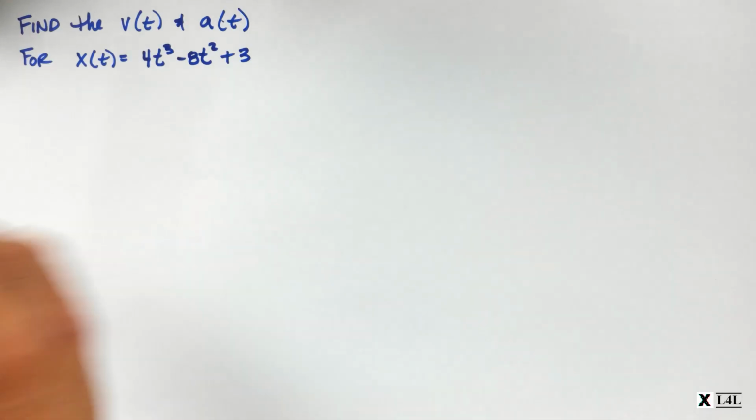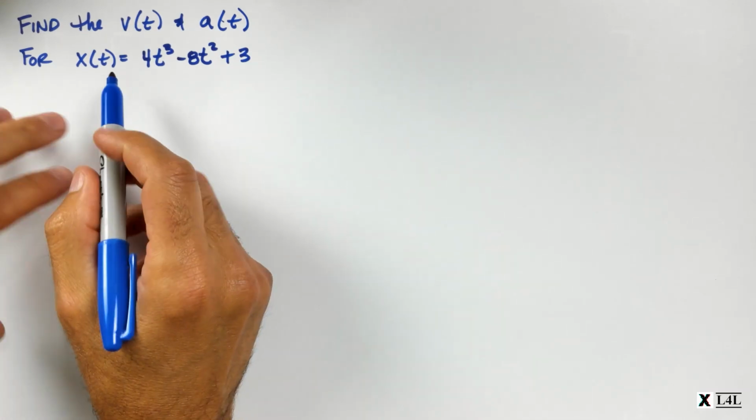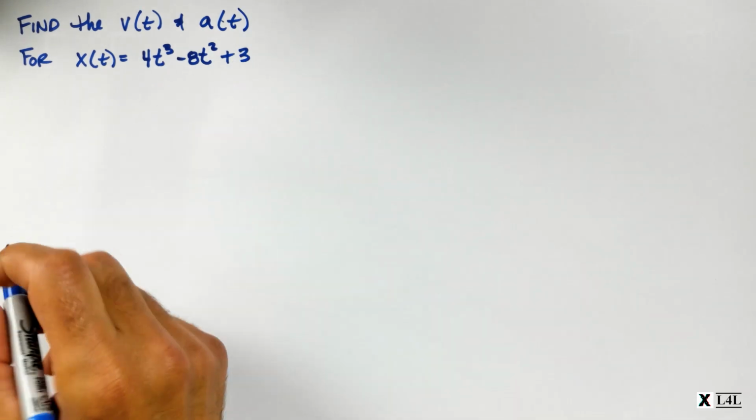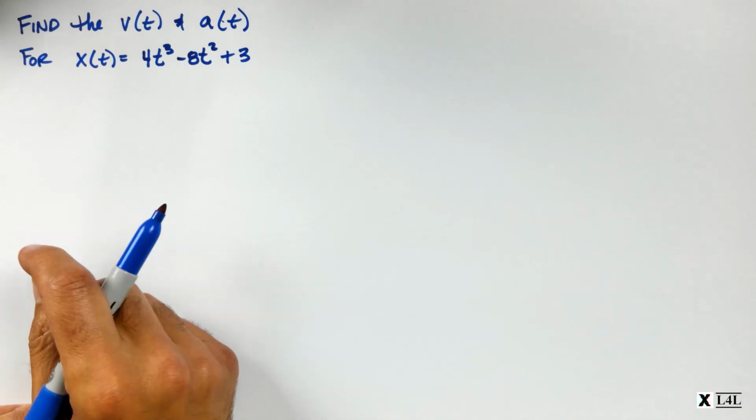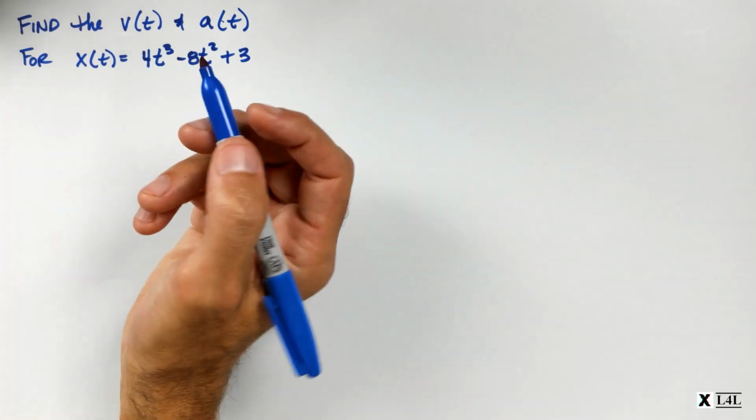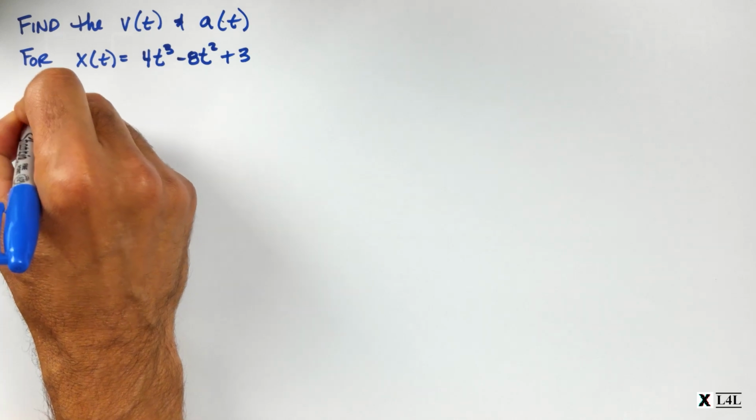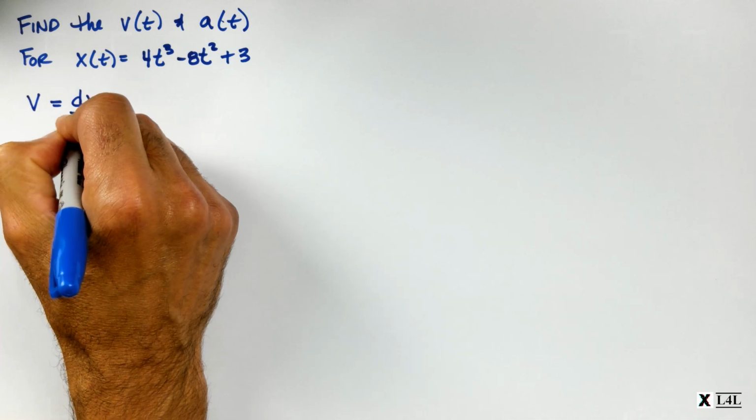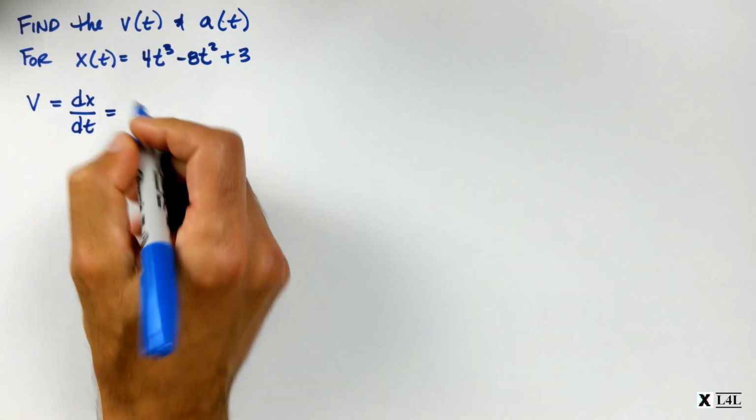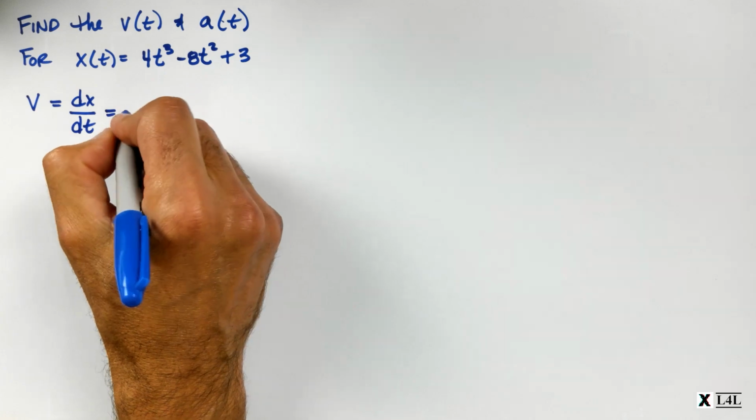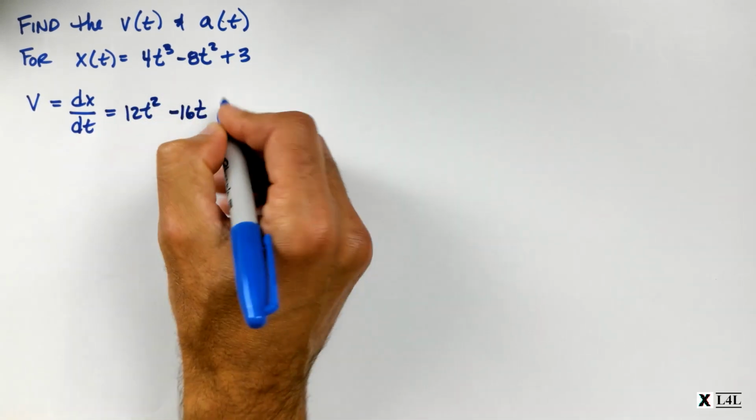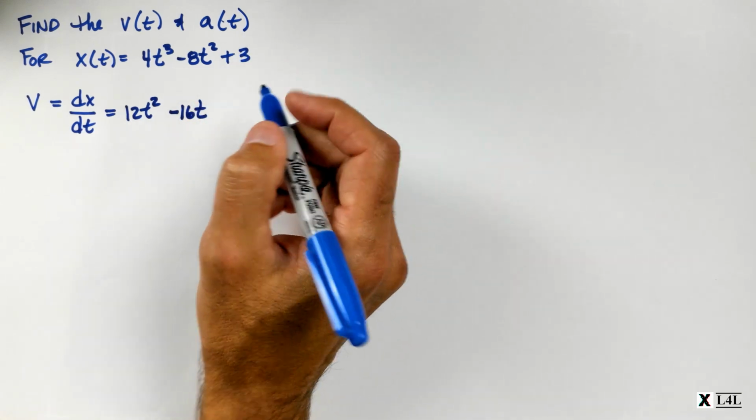All right, so let's try and actually find the velocity function and acceleration function for the position function with respect to time. That is 4t cubed minus 8t squared plus 3. Go ahead and solve those. All right, so the velocity function is really going to be the derivative of the position with respect to time. We're going to apply the power rule here, and we get 12t squared minus 16t, and this is a constant, so that goes away.